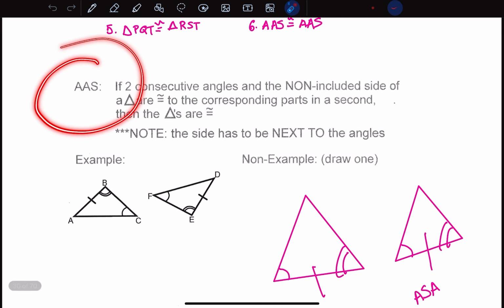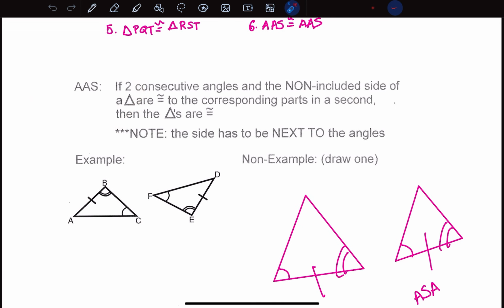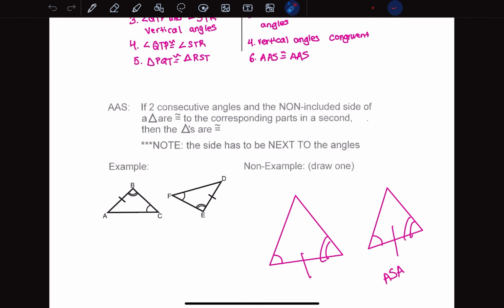So this is going over angle, angle, side. Order probably should have been switched between these two. But this gives you an insight that it could be angle, side, angle, or angle, angle, side. Either one of those would work to show that triangles are congruent.